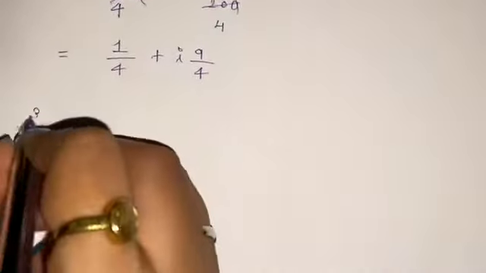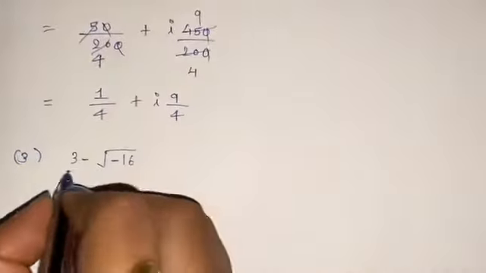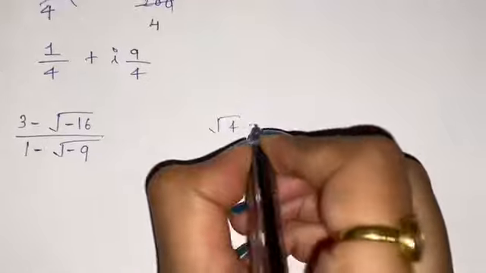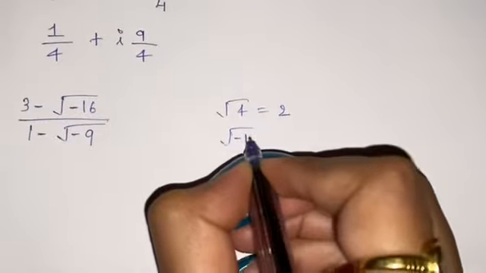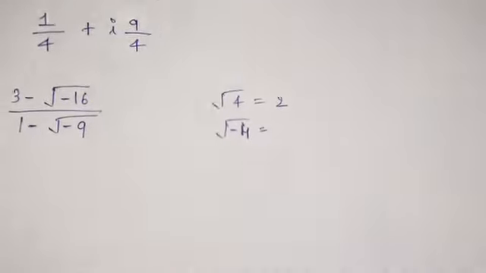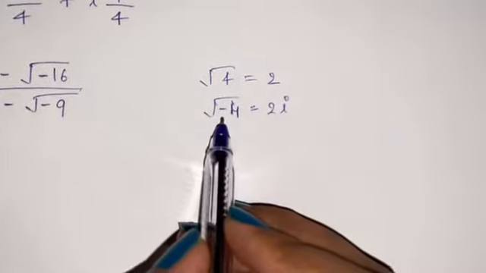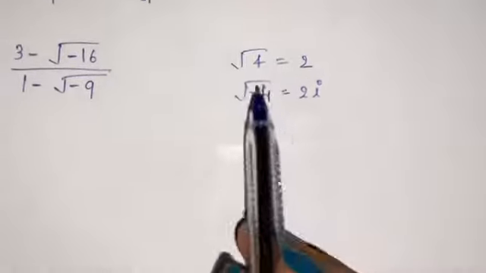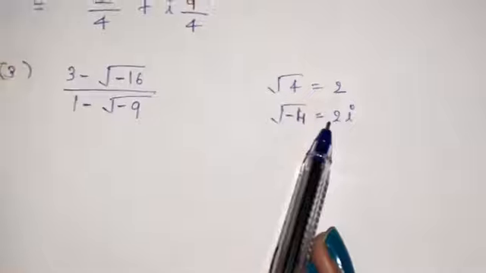Number 3. 3 minus square root of minus 16 upon 1 minus square root of minus 9. Okay, now we all know the square root of 4 is equal to 2. But what about the square root of minus 4? You will get 2i, because the square root of a negative number you will always get a complex number. This is the square root of 4, you will get 2, but the square root of a negative number, that is minus 4, you will get 2i.